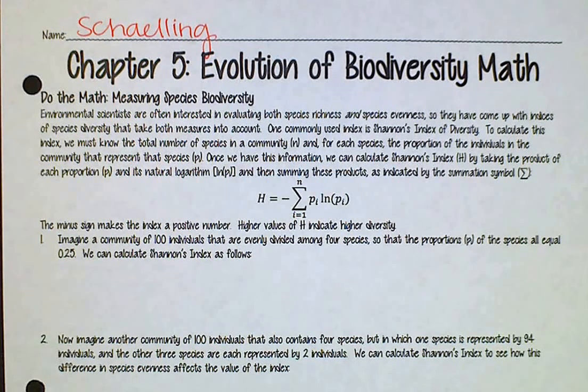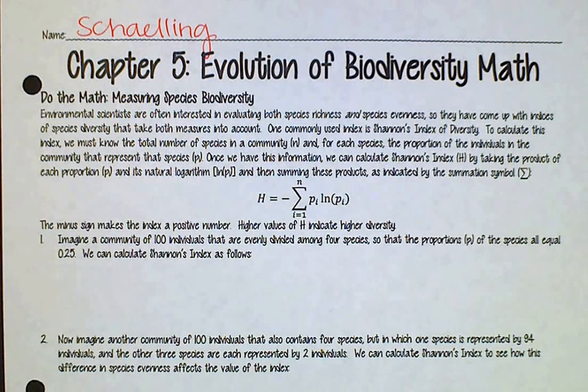Now we're going to do a little bit more practice with calculating Shannon's index, as well as some practice doing some dimensional analysis and some calculating of percentages and all that kind of stuff. So let's get started. Our first section today is called Do the Math: Measuring Species Biodiversity, and we have a lot of experience with this because we did our parking lot lab, but I just want to have a little bit of review. Okay, so let's read together.